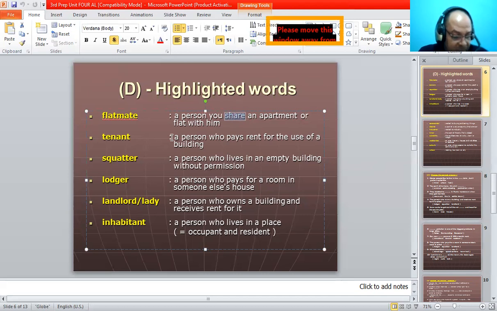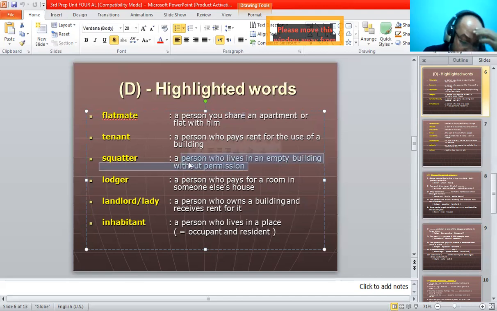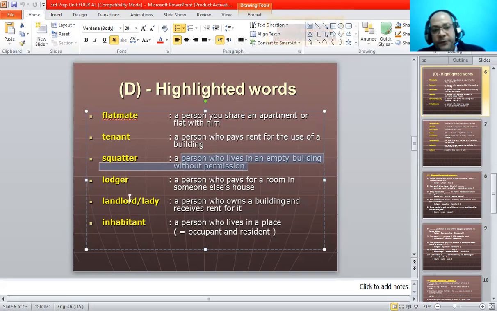Tenant: a person who pays rent for the use of a building. Squatter: a person who lives in an empty building without permission. What does without permission mean? It means occupying by force: he takes over an area or a place and stays in it. Lodger also takes the meaning of tenant or resident: a person who pays for a room in someone else's house.